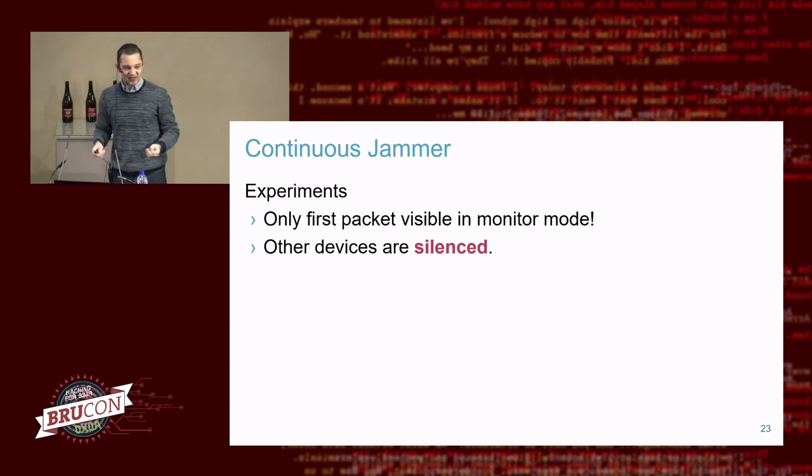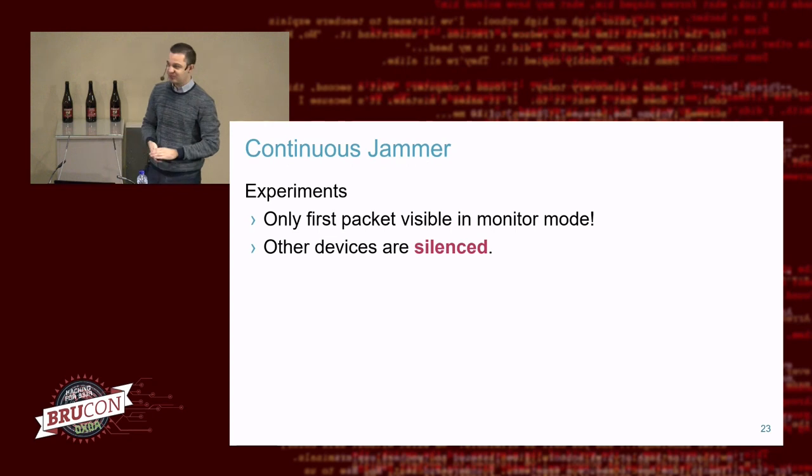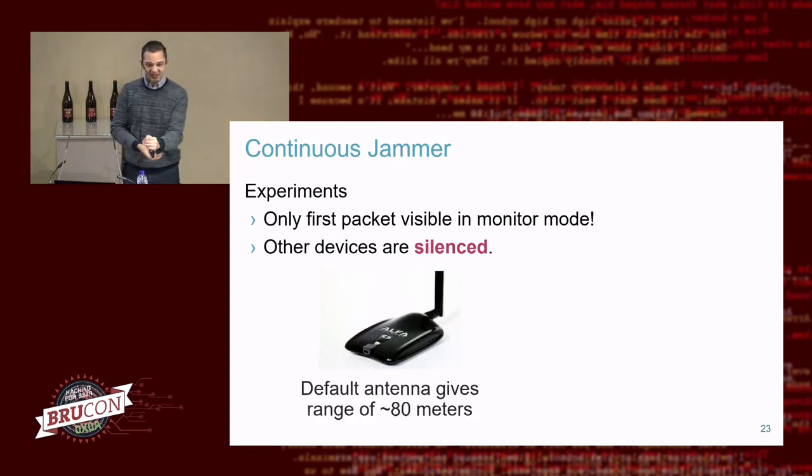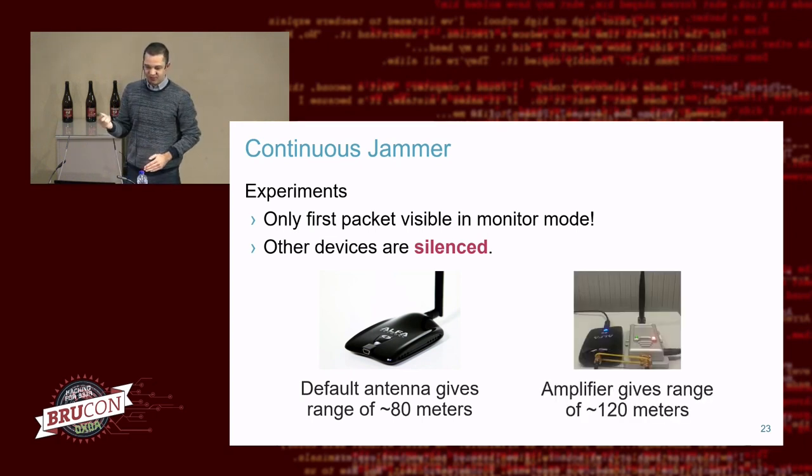And this makes our jammer very effective in practice, because if we use, for example, this Wi-Fi device, we can silence other Wi-Fi devices for up to a range of 80 meters, assuming there are no walls in between, so this is with a clear line of sight. And if we use a rather cheap amplifier, we can even extend this to 120 meters.